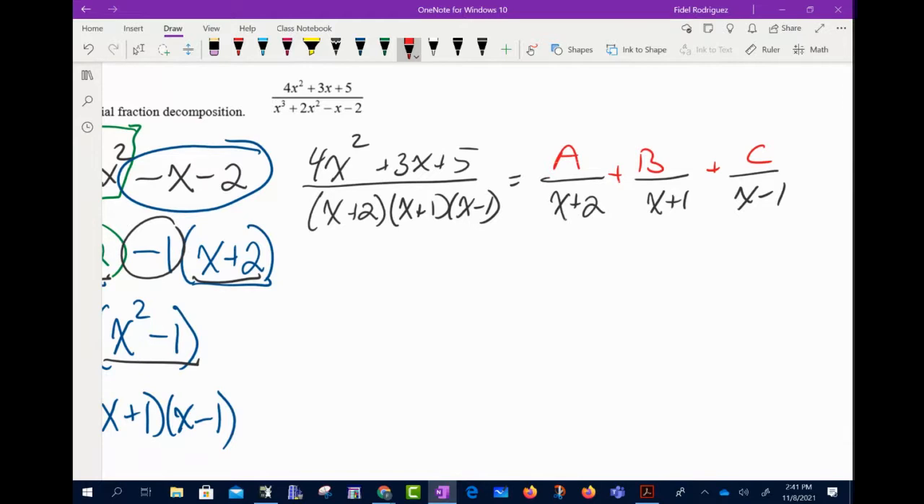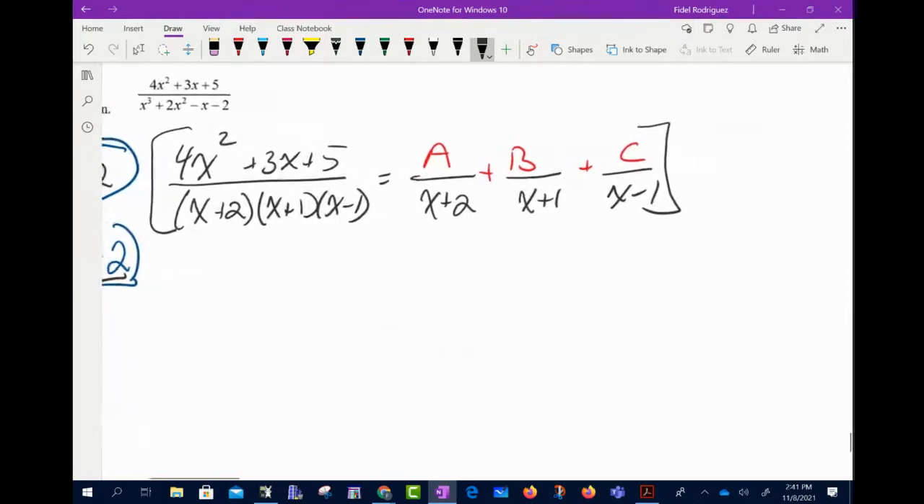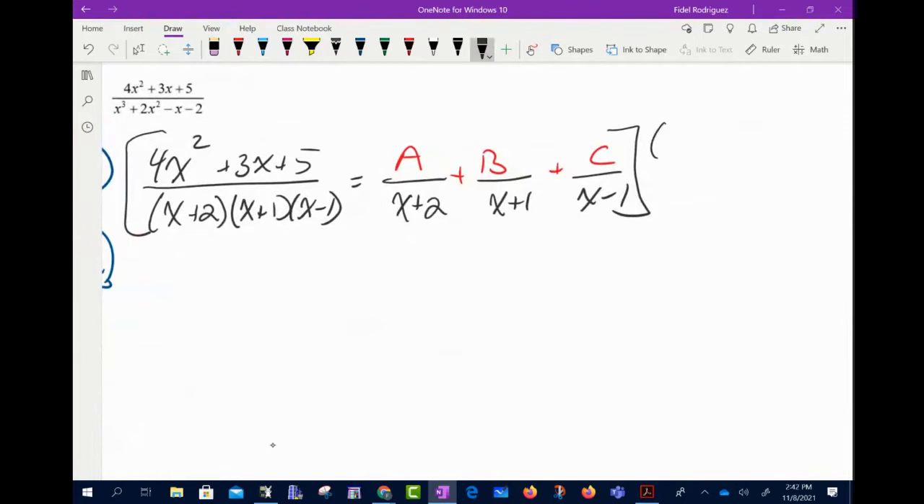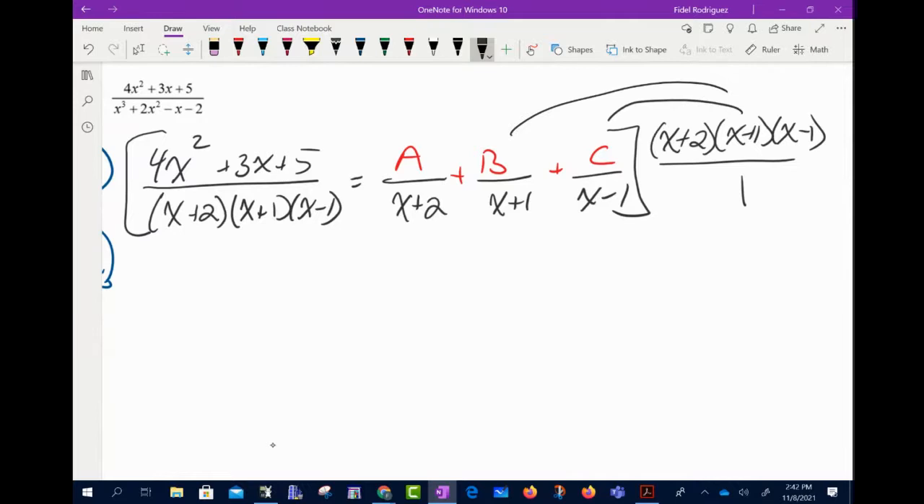Y'all, in the problems that we just did a little while ago, all we were doing was setting those up. This one here, we actually want to solve. We want to find out what's my number A, what's my number B, what's my number C. So this is what we're going to do. We're going to go super slow. Put brackets around all this business here, and we're going to multiply everything by our common denominator, which is x plus 2, x plus 1, x minus 1.